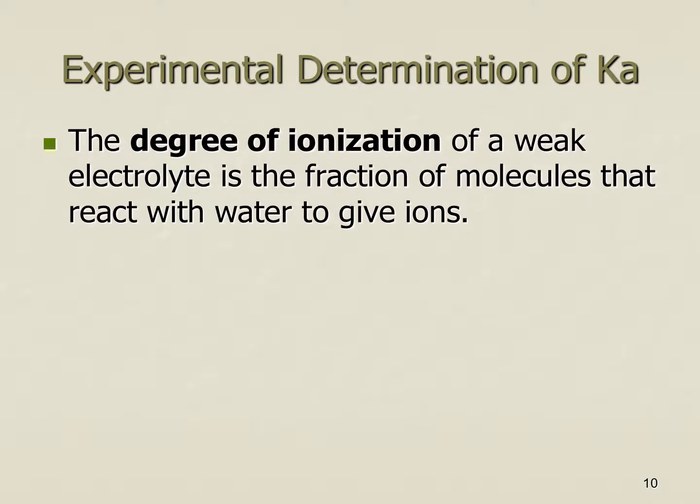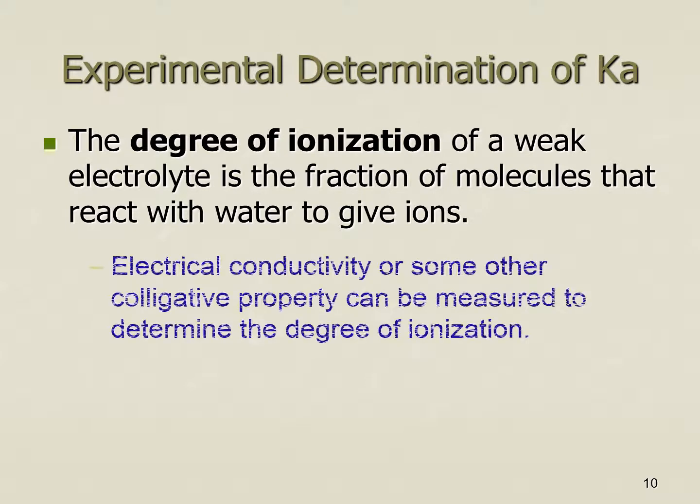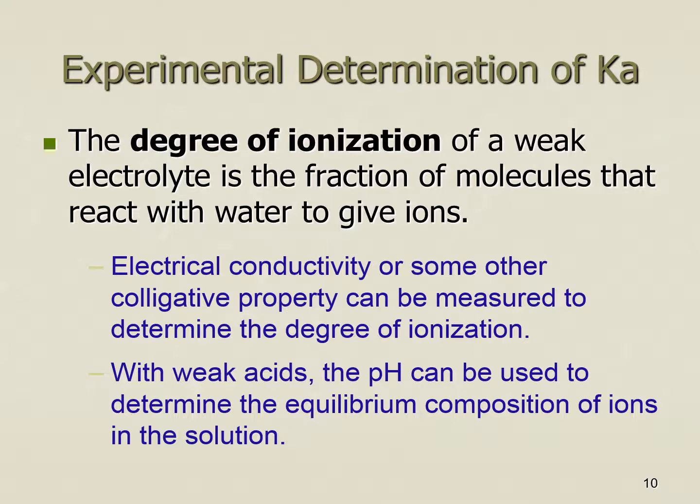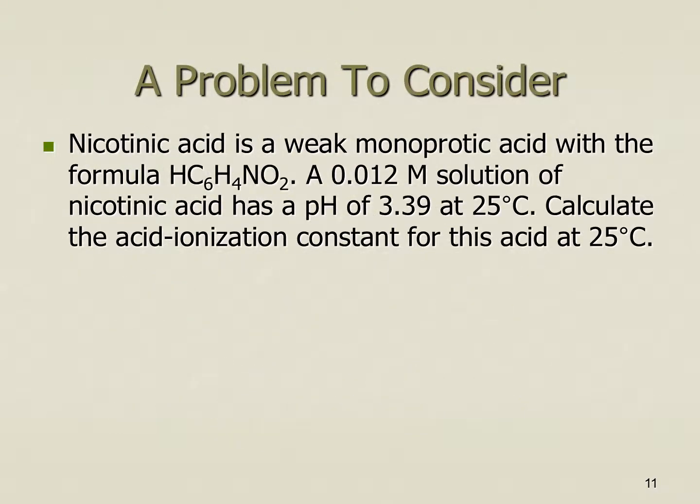All right, the degree of ionization of a weak electrolyte is just how many molecules react to form ions. So in other words, what percentage of the molecules do dissociate? You can figure this out by using a pH meter or some kind of measurement, but the main thing is we're going to learn how to calculate it from a problem. The pH is often going to be used to determine the degree of ionization, as we'll see in some of the coming up problems.